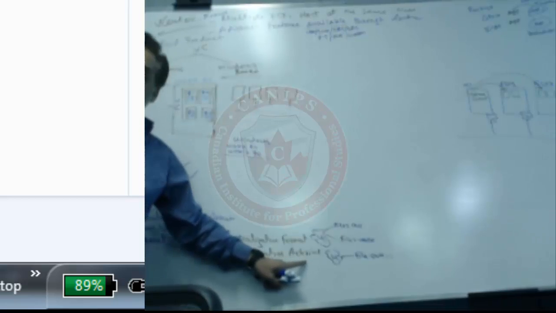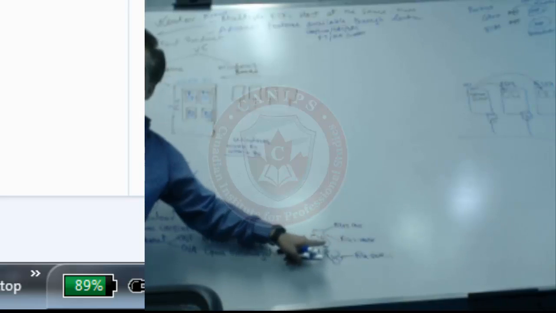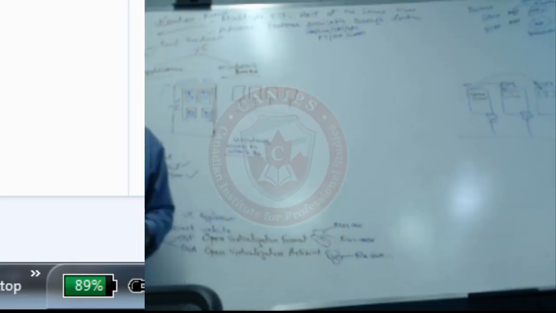OVA is a new way. In OVA, you just need one file, and we do have that file. Open Virtualization Archive. Here, file 1.ovf, file 2.ovf.